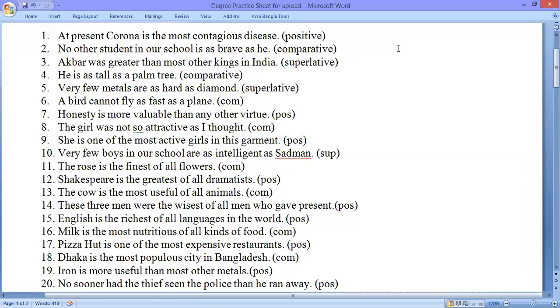The question is, the girl was not so attractive as I thought. This sentence has been given in the negative form. We need to make this comparative. So if you want to make this comparative, we can write like this: the girl was less attractive than I thought.